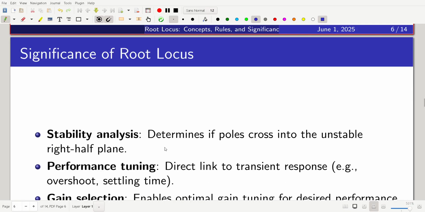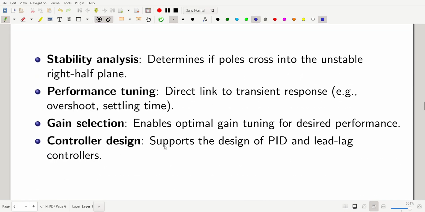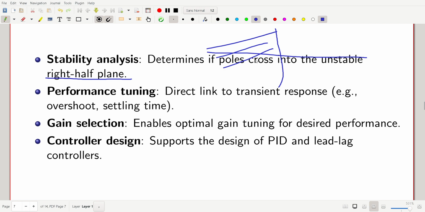And what is the significance of root locus? Stability analysis: it determines if poles cross into the unstable right half of the s plane. As we know, in a stable system all poles should be in the left half of the s plane. Then only we can say the system is stable. If poles cross into the right half of the s plane, it is an unstable system. So in root locus, we will see for what gain range the system is stable and for what gain range it becomes unstable.